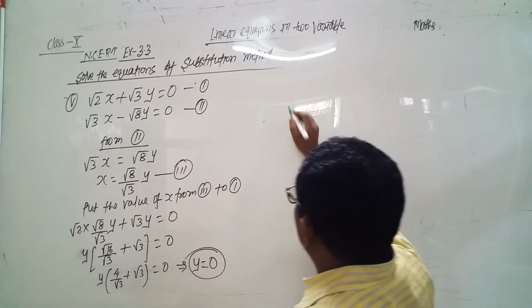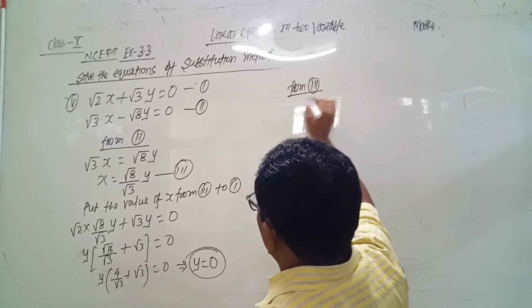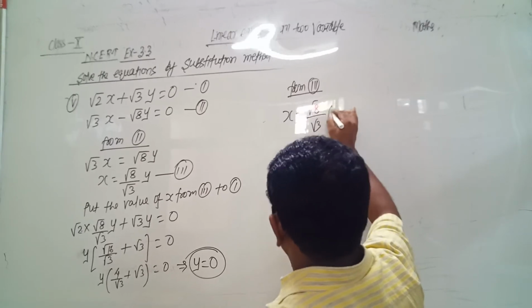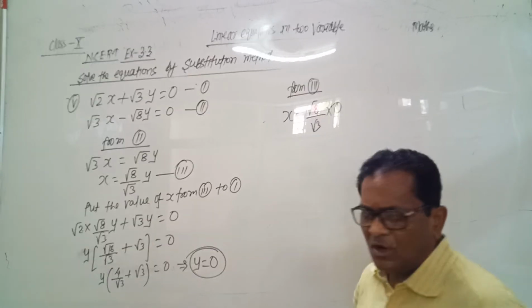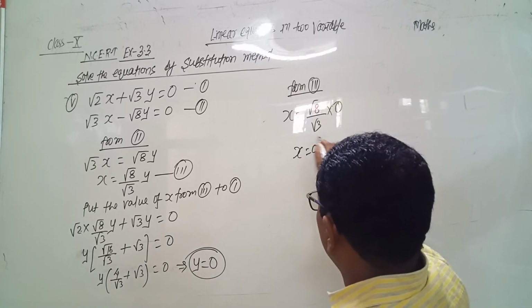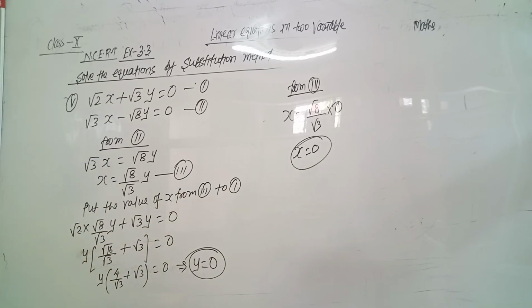Put the value of y in equation number third. So from third, x equals root 8 by root 3 into y. The value of y is 0, and 0 multiplied by anything, the result we get is 0. So the solution of this equation is x equals 0 and y equals 0.